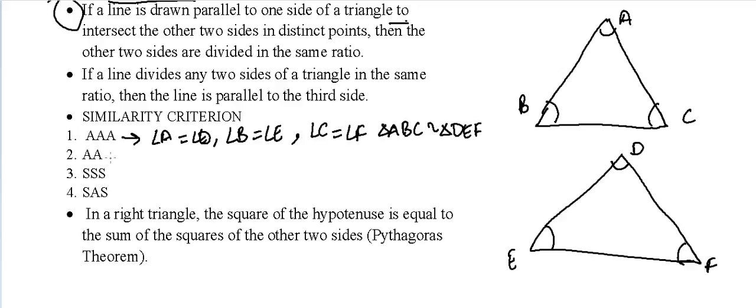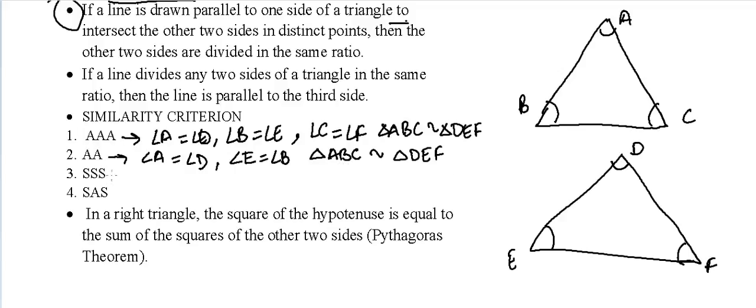The second is AA. If any two angles are equal, angle A equals angle D, and similarly angle B equals angle E, then also we can say that triangle ABC is similar to triangle DEF. Why can we say that? Because the third angle is going to be equal. If these two are equal, then the third is obviously equal. So by AA also we can say the two triangles are similar.